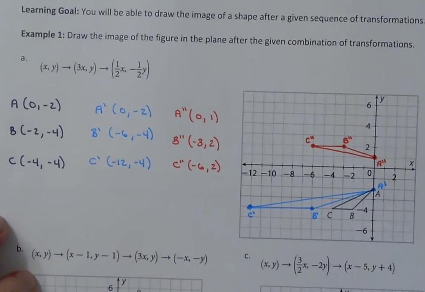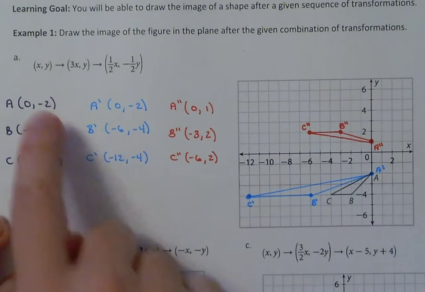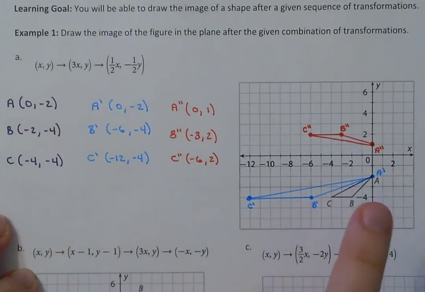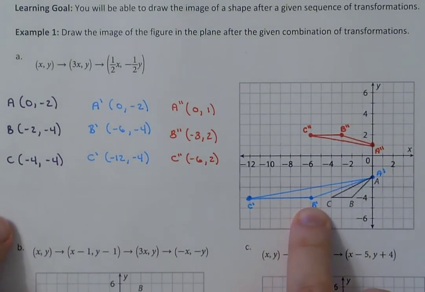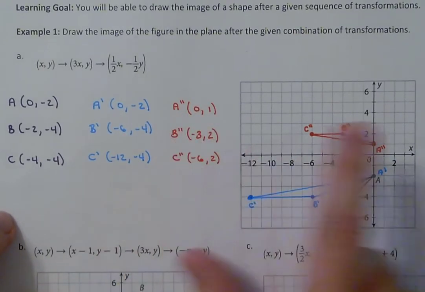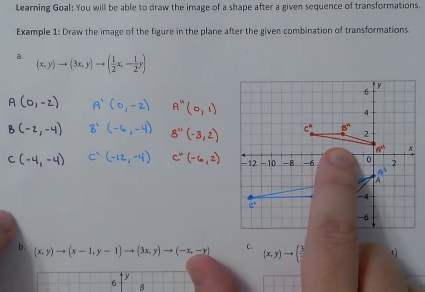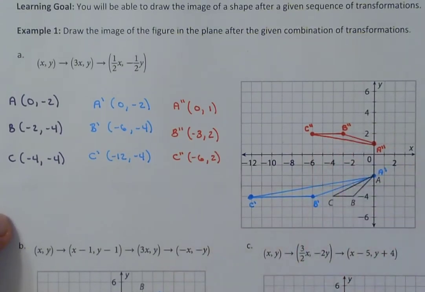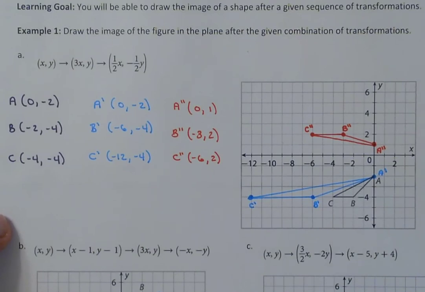Alright, so, example 1. Okay, I have all my original points, A, B, C, A prime, B prime, C prime. That is this light blue triangle here. There's all those points graphed. And then A double prime, B double prime, C double prime is this graph right here. So this is my image, this is my final spot for my transformation after the sequence of transformations. So this is my final resting place, and that is how you do example 1A.